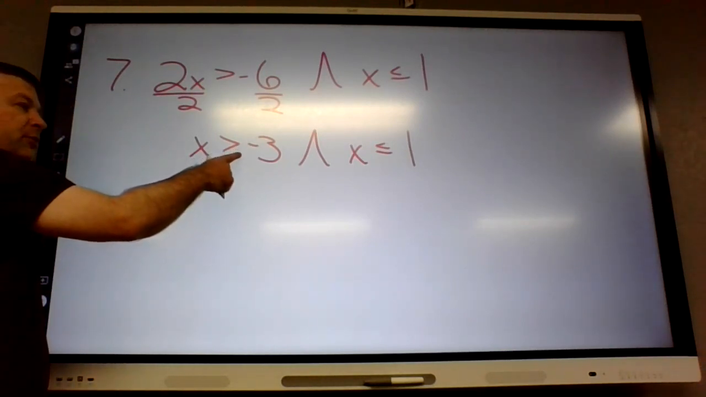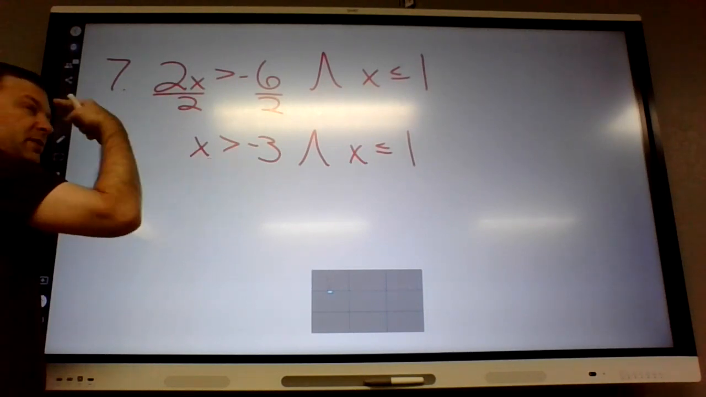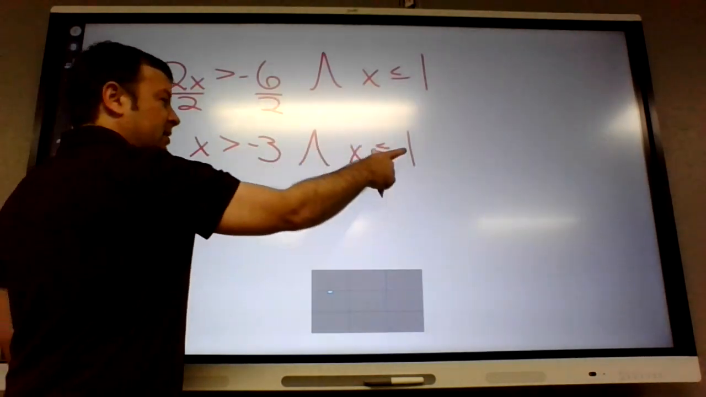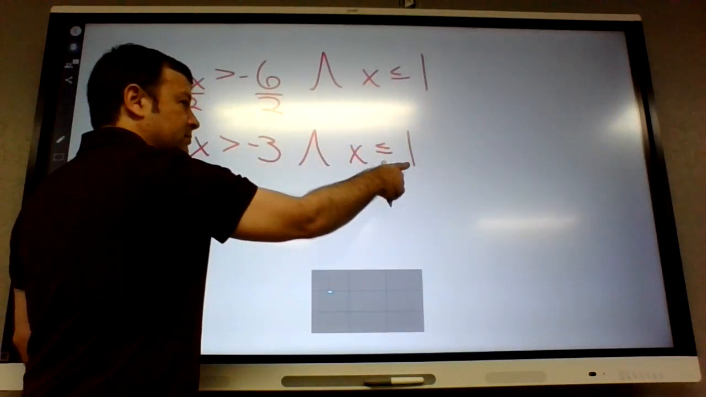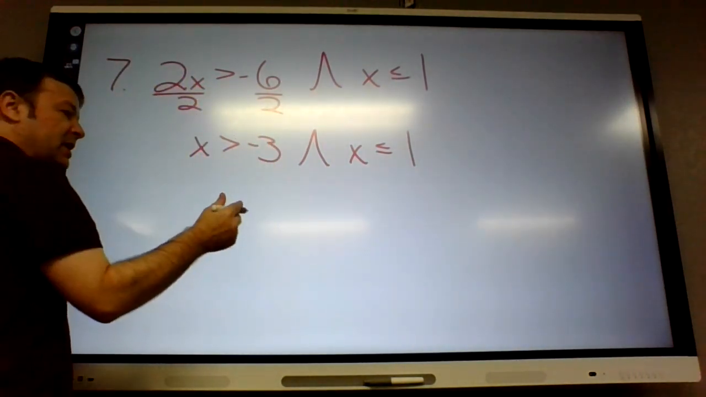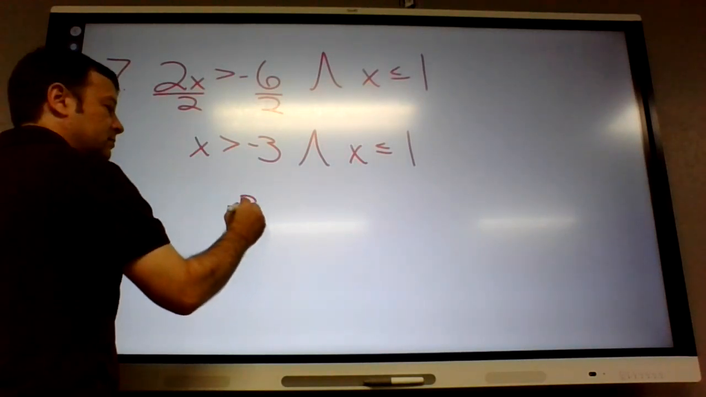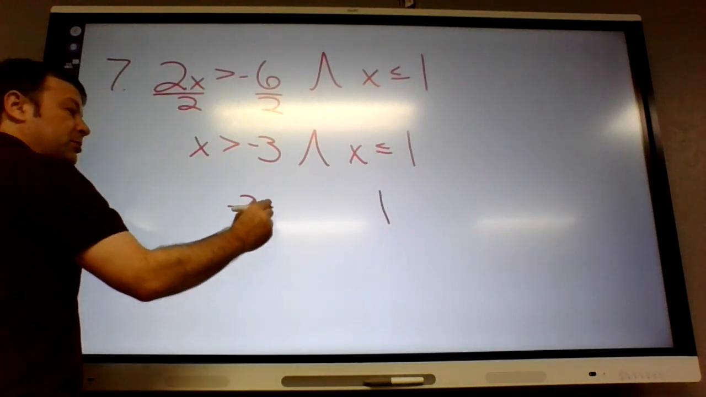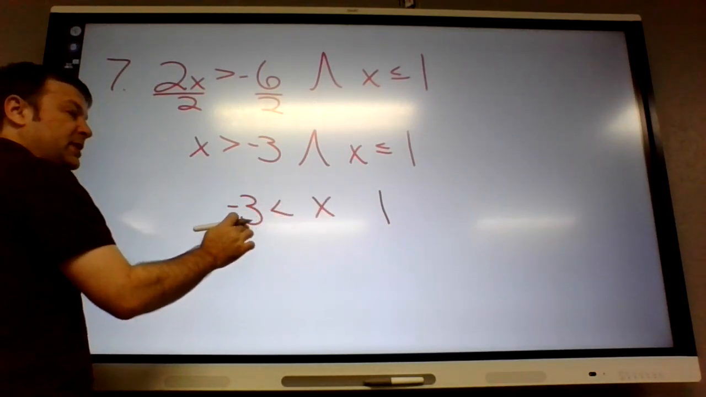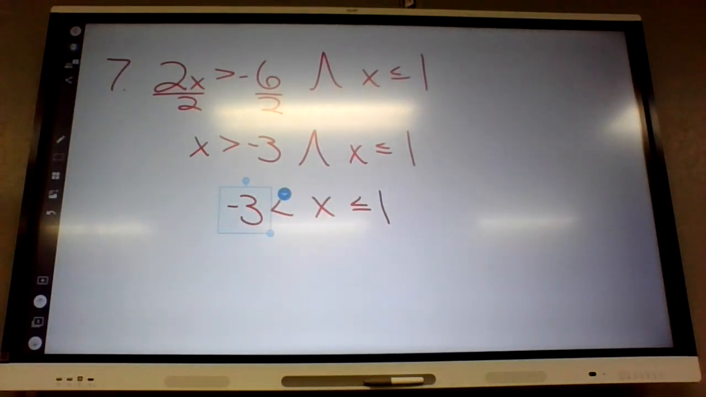What numbers are both greater than -3? Might think about it on the number line in your head, if you can imagine. What numbers are greater than -3 and less than or equal to 1? All the numbers between those two. How do we write the numbers between -3 and 1? You put x is greater than -3 and less than or equal to 1.